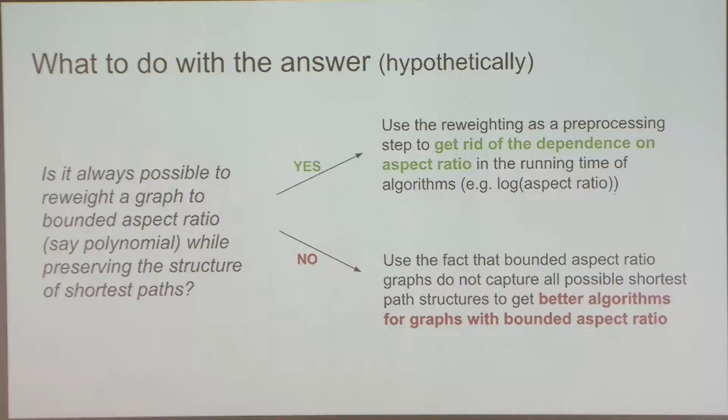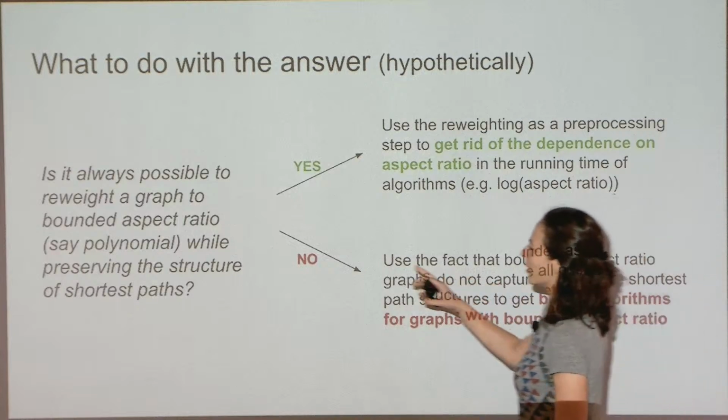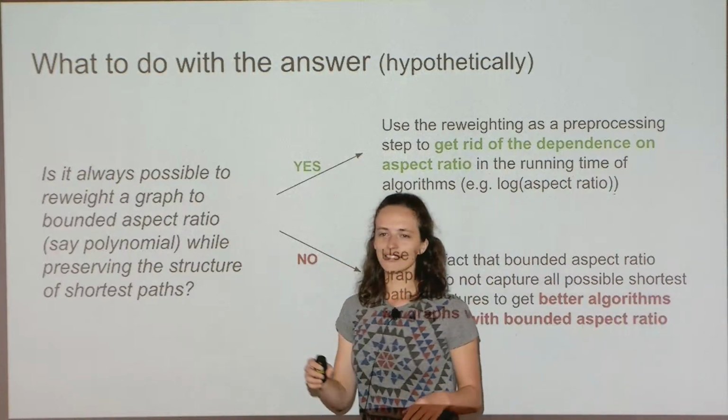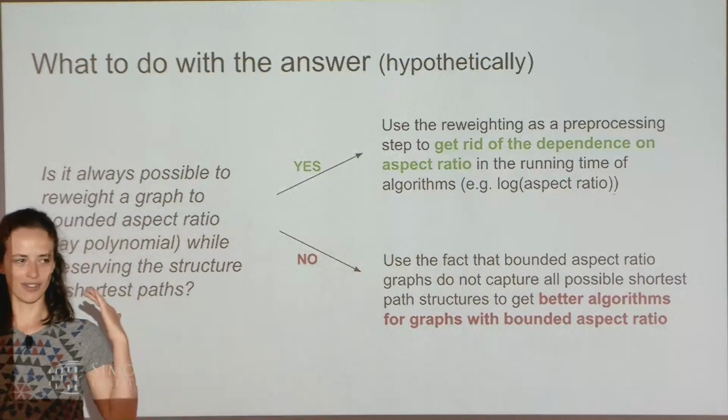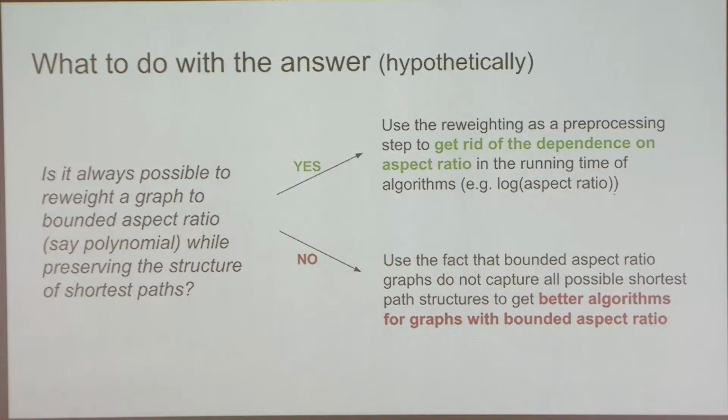Reduce the aspect ratio. The dependence was on log anyway. So yes, here the question I'm trying to ask is: given a graph with any aspect ratio, is it always possible to reduce it down so that at the end you have polynomial aspect ratio?